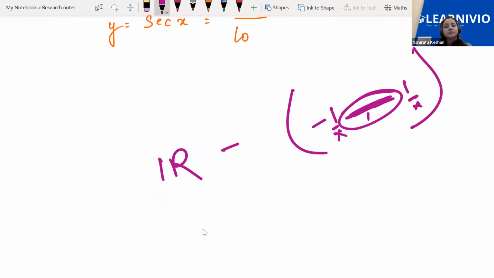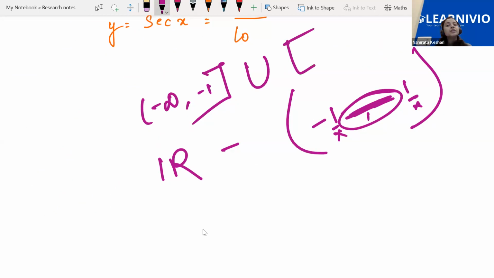Getting it? Yes. And the same thing we are writing in this way, from negative infinity to negative 1 closed interval, union from 1 to infinity, like this. Getting it? Yes, ma'am.